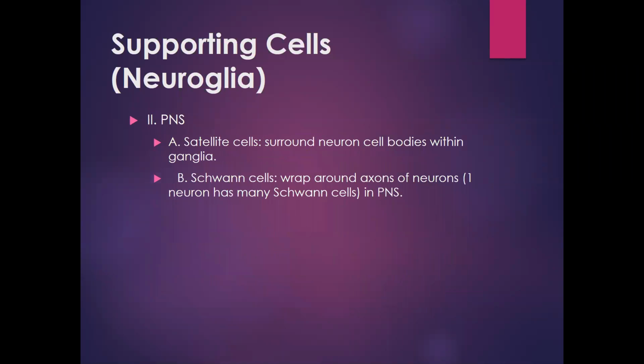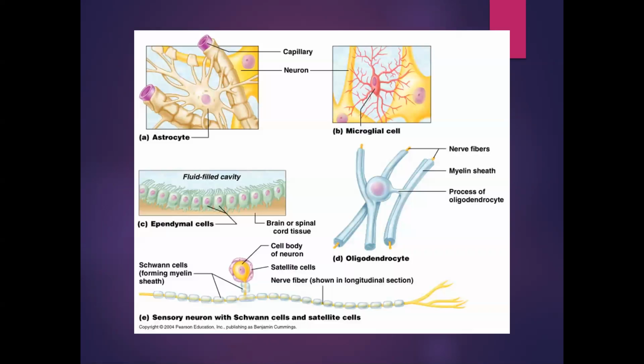And then there are pictures of satellite cells around the cell bodies within the ganglia. I don't really care that you know that, but Schwann cells, absolutely. They wrap around the axons of the neurons. One neuron has many Schwann cells, and it's in the peripheral nervous system. So make sure you remember that: Schwann cells, PNS; oligodendrocytes, CNS.